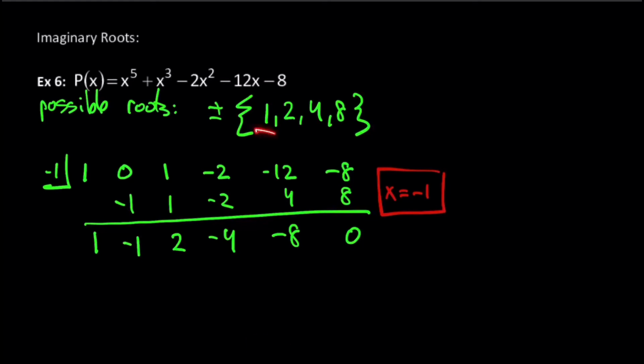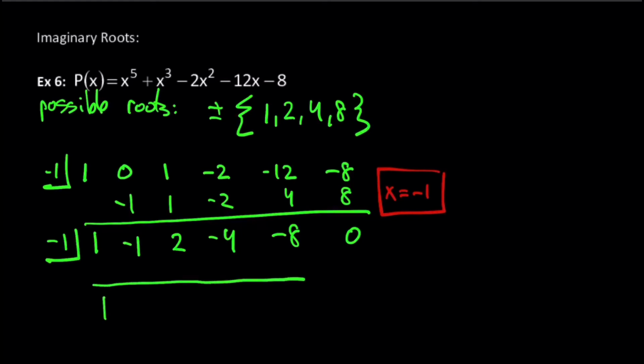So I'm still going to use these numbers here to test. I know 1 still is not going to work, so I'm not going to bother with 1. Maybe there's a double root. I don't know. I'm guessing that there is, so I'm going to try negative 1 again. And here's what's kind of nice. Since we've started this, I'm just going to use these numbers right here. You don't have to rewrite it. So I'm going to use negative 1 right here.